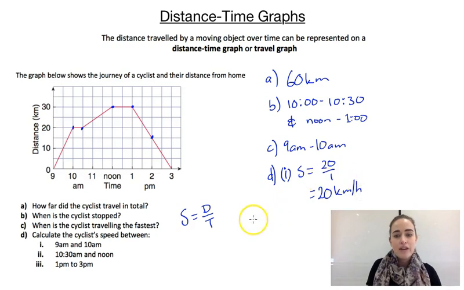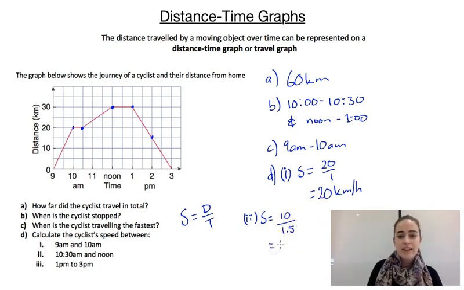For part 2, our speed would be equal to, and we're looking between 10:30 and noon, so from here up to here. He's gone from 20 kilometers to 30 kilometers, so he's traveled 10 kilometers, and that's in an hour and a half. That means if we put that in our calculator, we'd get 6.6 recurring, so we can just round that off to about 6.7 kilometers per hour.